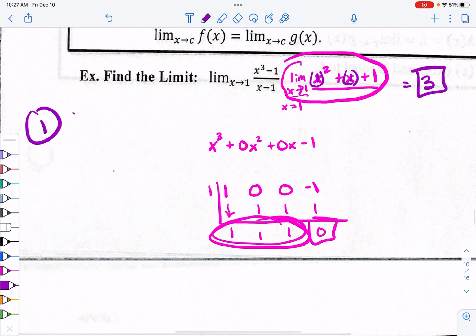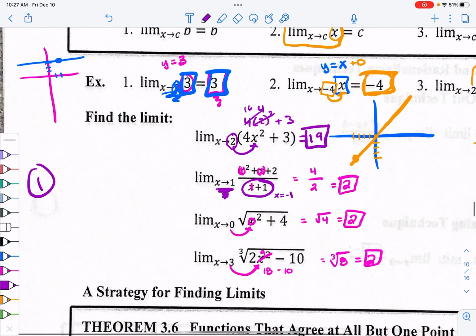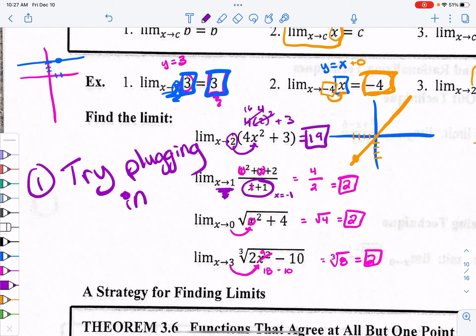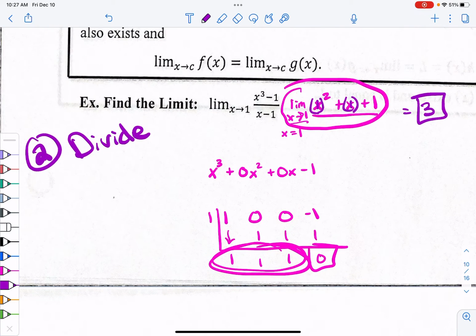Strategy number 1, divide, either using long division or synthetic division. That's strategy number 1, is we're going to divide. Okay, actually, this is strategy number 2. Strategy number 1 is try plugging the thing in to begin with. That's what you're going to try first, okay? So the first thing you're going to do is try plugging it in. Second thing you're going to do is try dividing them out if you can, okay?